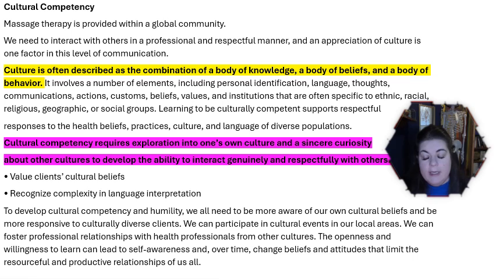All right, everyone, like I have mentioned in some of the other lectures, you need to be culturally competent. Culture is often described as the combination of a body of knowledge, a body of beliefs, and a body of behavior. Massage therapy is provided within a global community, and this means we interact with others that are from other cultures. They have different beliefs, different behaviors, and different bodies of knowledge.